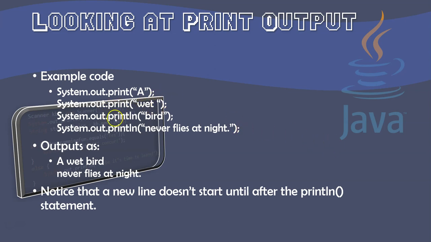So even though this is a print line here, it doesn't start a new line right here after wet. Instead, it's starting that new line after bird. So that's the thing about the way this print line statement is working, is that it's not moving that line down to the next line until it has finished whatever's inside that print line statement.